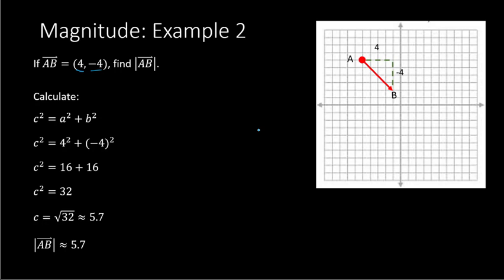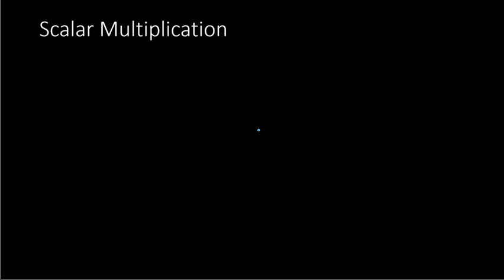All right, so we've learned how to identify a vector, how to assign it to an ordered pair. We've learned how to calculate the magnitude. Next, we are going to deal with what is called scalar multiplication. The word scalar is basically just a number, a constant, that we're multiplying the vector by. All right, so that's what we're doing.